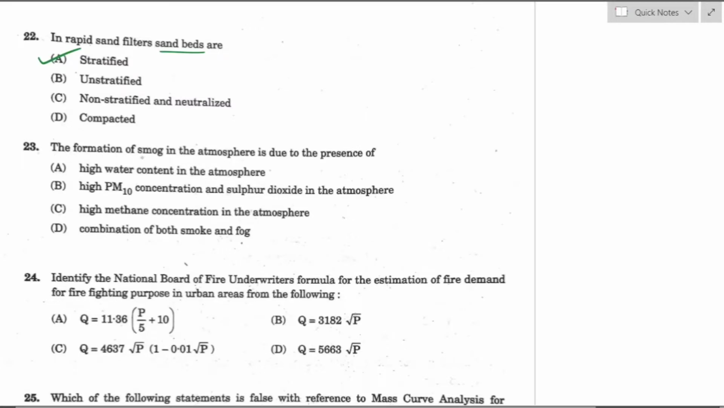Question number 23. The formation of the smog in the atmosphere is due to the presence of. We know that in the atmosphere, the formation of the smog is due to the smoke plus fog. It is a combination of smoke and fog. Option D is the right answer, because it is mainly formed by the mixed pollutants within the atmosphere, which consist of finer particles and ground level ozone.